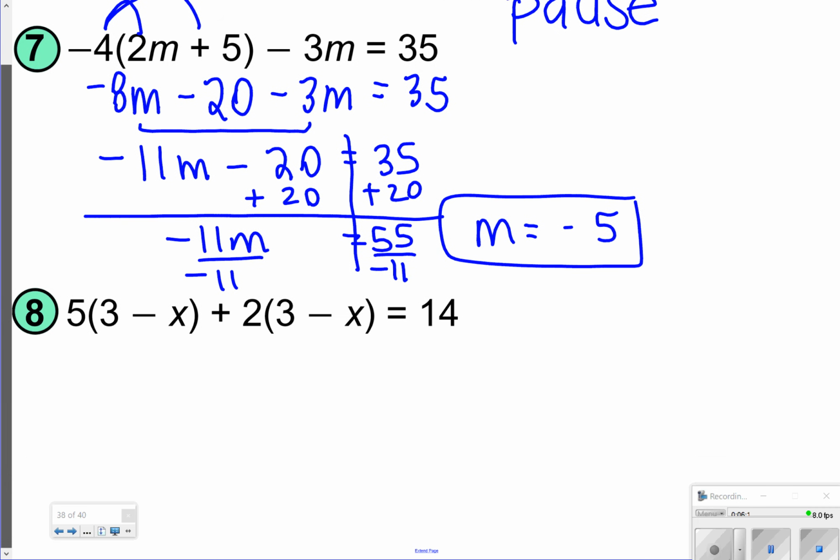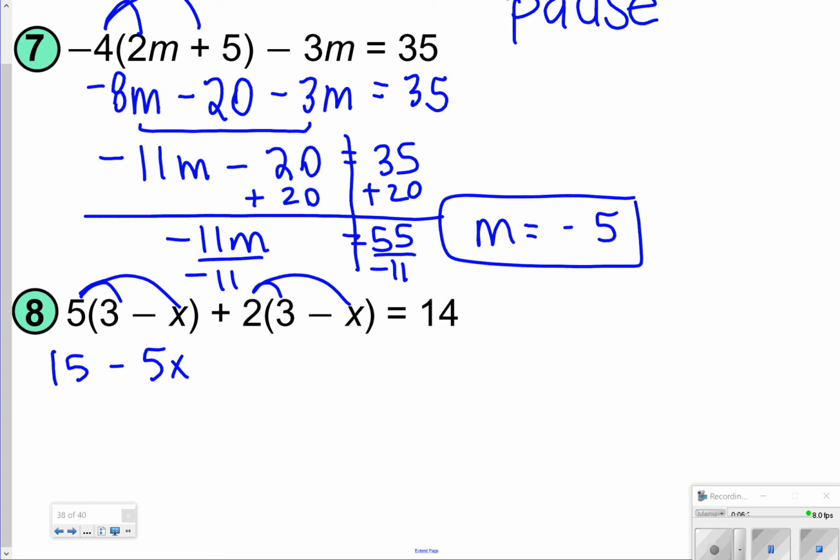For number 8, we're double distributing. We're distributing the 5 to the 3 and the negative x first. So that's 15 minus 5x. And then here we're distributing a positive 2 to a 3 and negative x. So that's 6 and negative 2x is equal to 14. I'm going to put a plus in front of the 6 because it was positive.